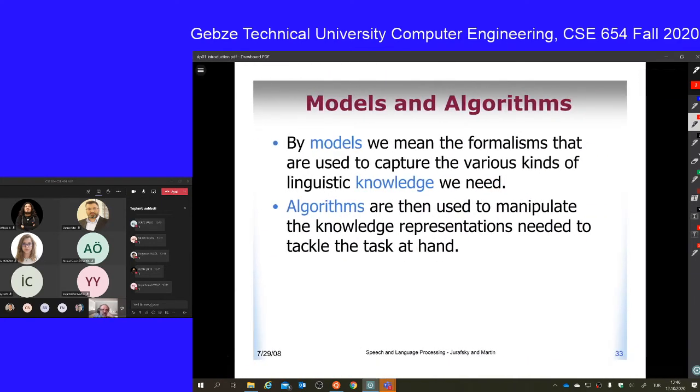So in this course, we are going to do many models and algorithms. By model, what we mean is a formal way of capturing information. Of course, this information should be about natural languages. For example, probability theory is a formal way of capturing natural language information, or finite state machines.